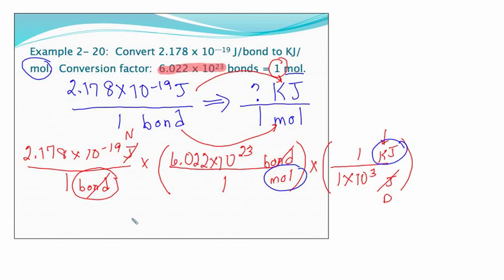And if you do that math, we get 131.2 kilojoules per mole. Don't forget to include your units in your answer, and don't forget to go back and check sig figs. My original number had 4, so my final number has to have 4 sig figs in it.